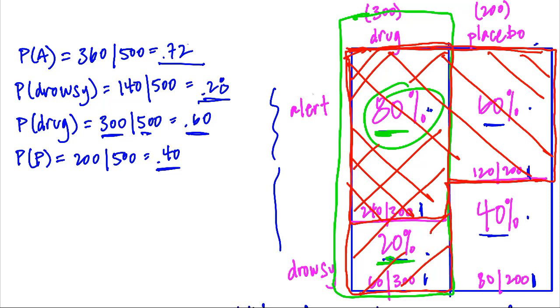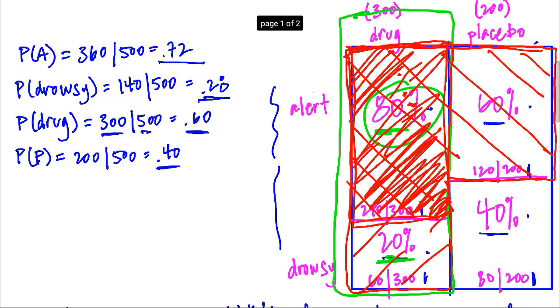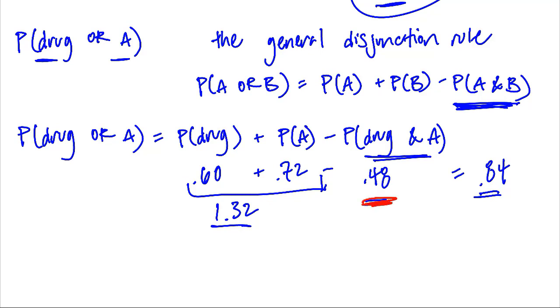But you'll notice that means that this drug and alert box, this one right here, got counted twice. We counted the probability of being in this part of the population once when we did the probability for getting the drug, and a second time when we did the probability for being alert. So we don't want to count the probability of being in this box twice, so that's what we need to subtract out. That's what you're subtracting out here, and that gives us the accurate probability.